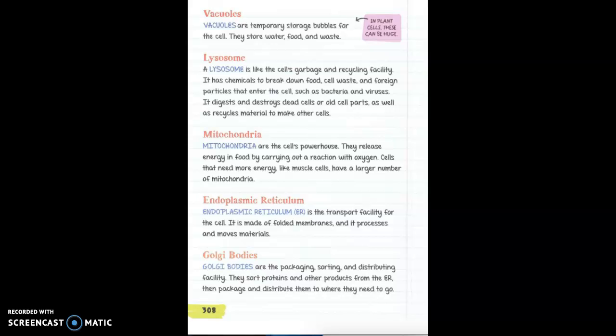The endoplasmic reticulum. The endoplasmic reticulum, or ER, is the transport facility for the cell. It is made of folded membranes and it processes and moves materials. The Golgi bodies are the packaging, sorting, and distributing facility. They sort proteins and other products from the ER, endoplasmic reticulum, then package and distribute them to where they need to go.